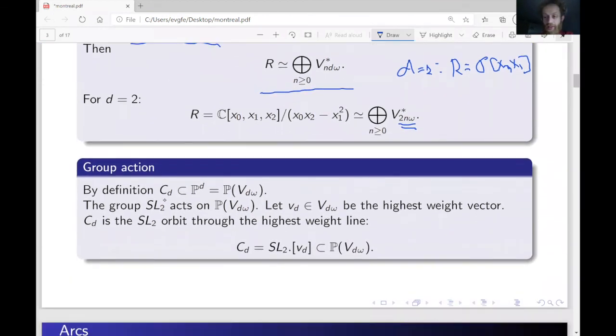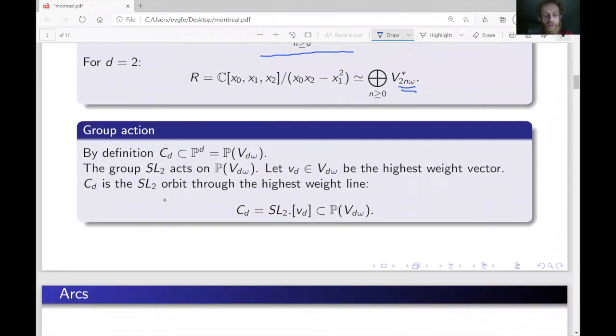So why does the group play a role? The reason is that the projective space where our Veronese curve lives is P^d, and let us realize it as the projective space of V_{d omega}. Remember that V_{d omega} is d+1 dimensional, so this is indeed the d-dimensional projective space. And since V_{d omega} is an SL2 module, the group SL2 acts on the projective space.